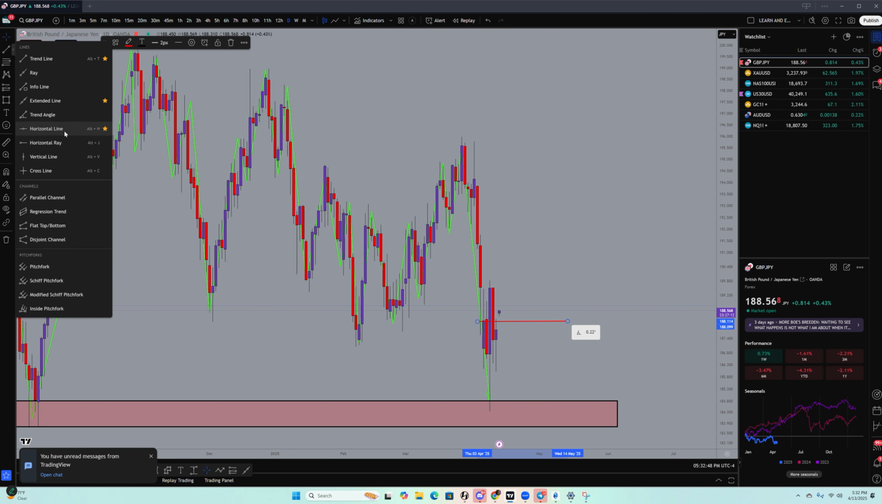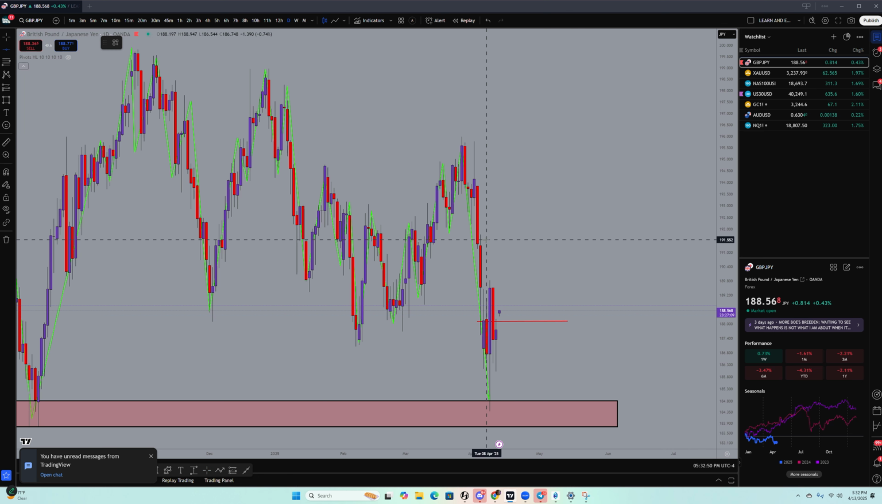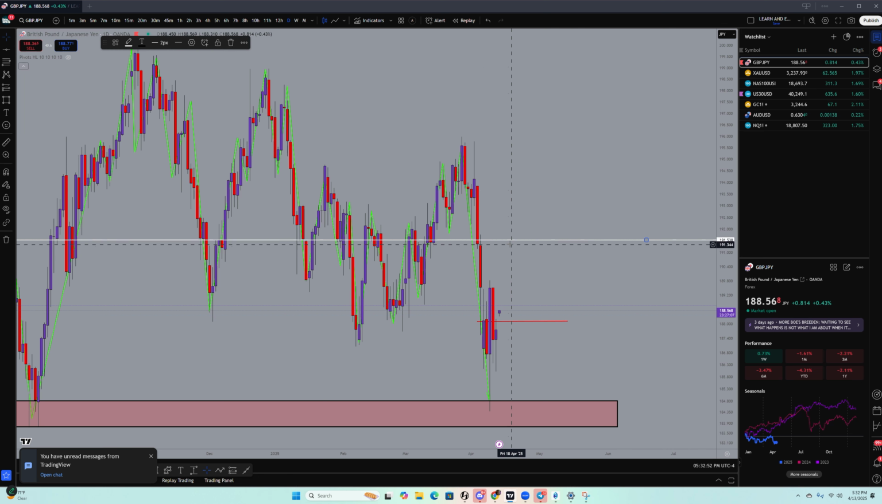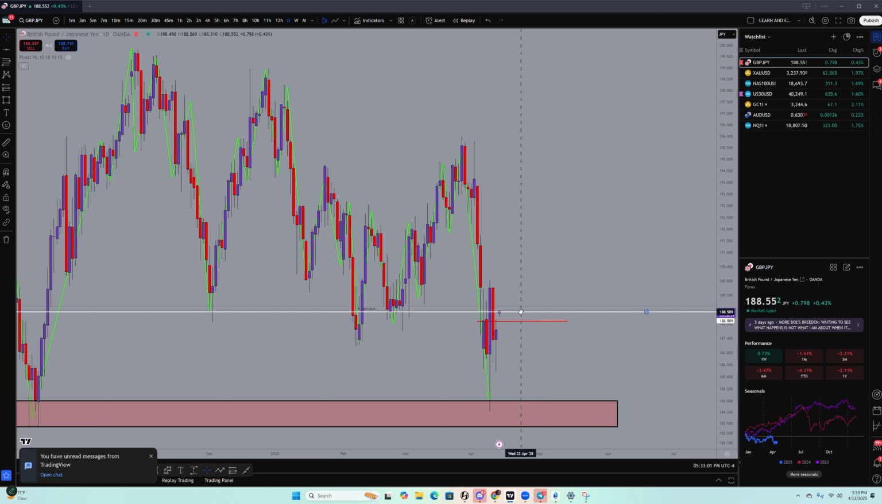We have the horizontal line tool. I use this to mark off my support and my resistance areas. You can see right around here that I just dropped one off, and it's just a little line that goes from left to right. And essentially what this line is supposed to signify, like we can see right here, is basically where we are with price action.